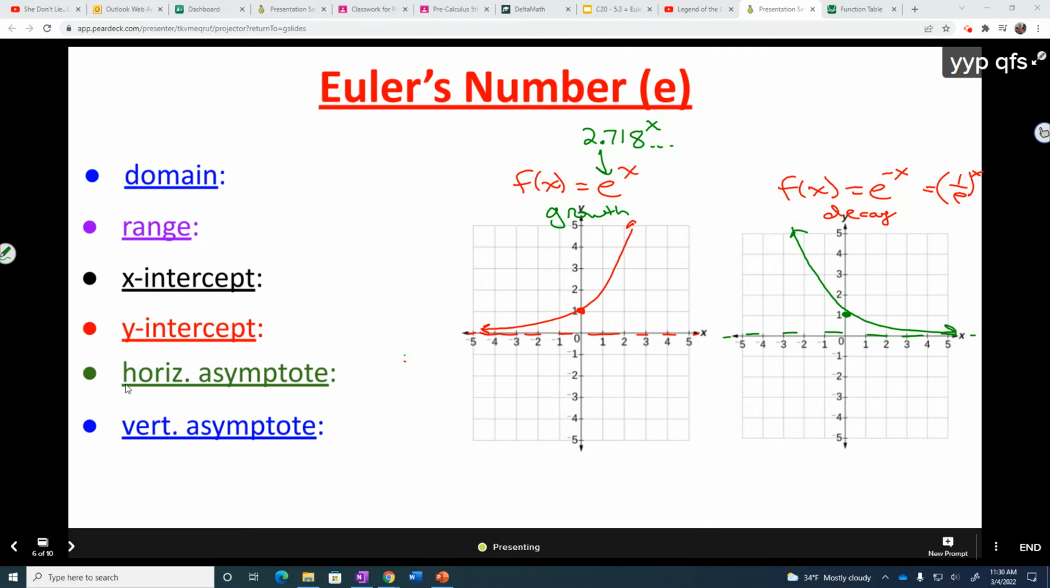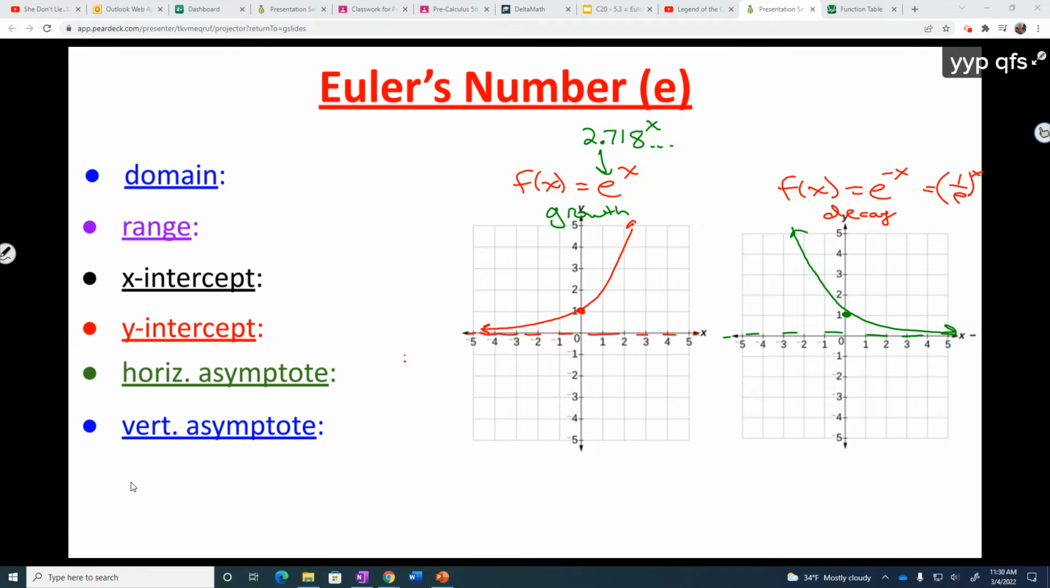All of this stays the same for both of them as before. So you might not even need to write it out, but you could. All of this is the same as yesterday. The domain is you can plug in any number, negative infinity to positive infinity, or just all reals. The range is the same as well. It doesn't go below 0. It's 0 to infinity. It never crosses the x-axis, so there's no x-intercept. The y-intercept is at 1. It does have a horizontal asymptote at y equals 0, and does not have a vertical asymptote.